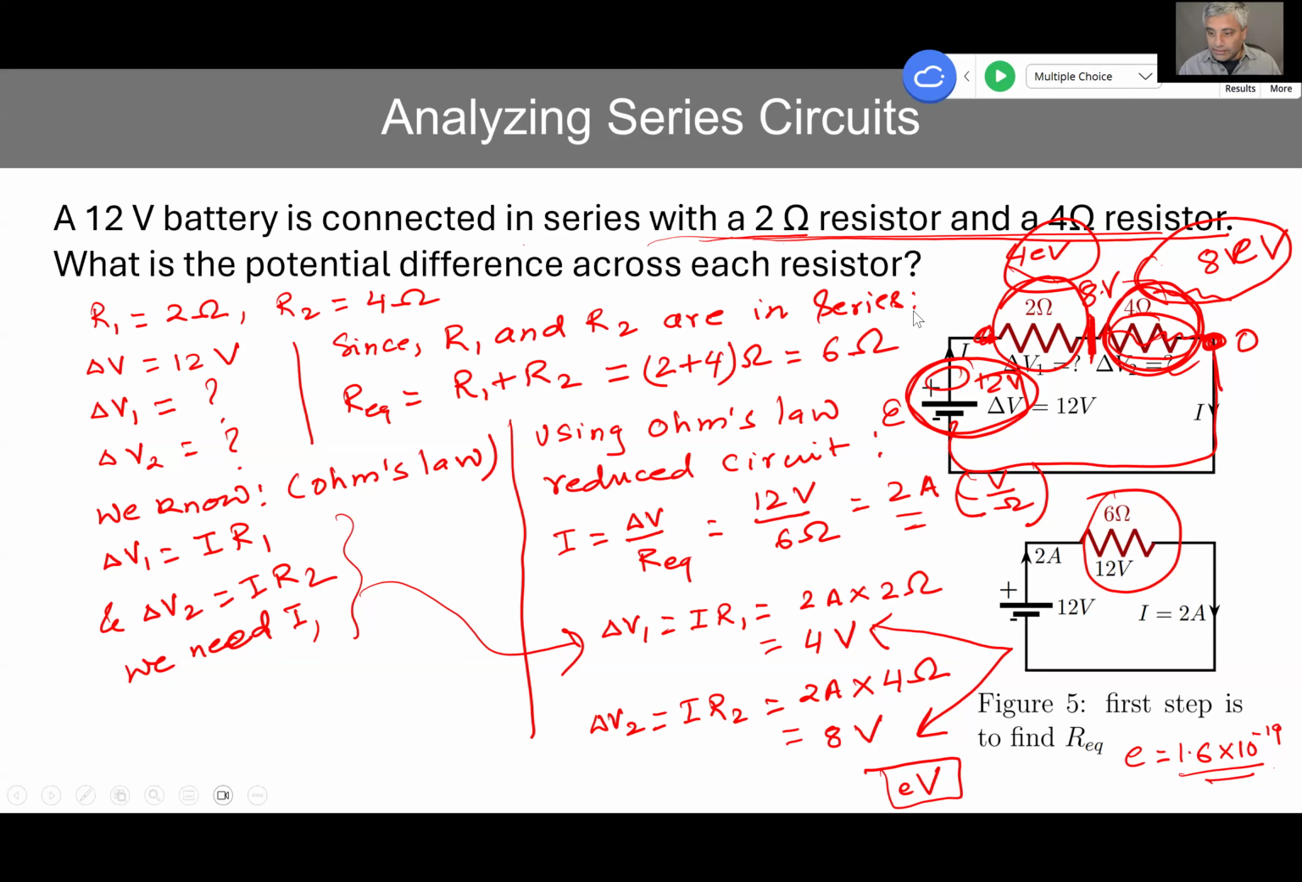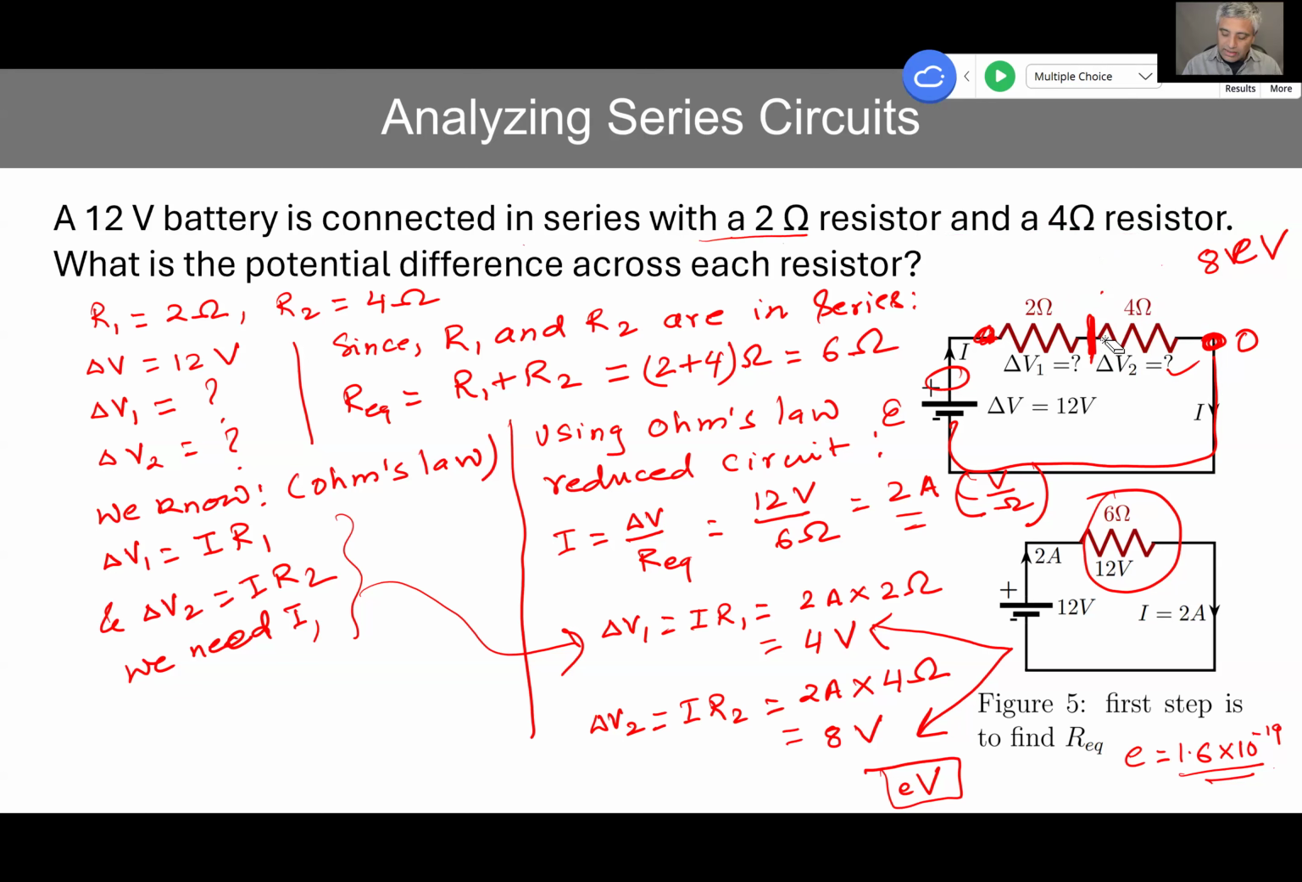Even in the conventional sense, the electron or proton have the same value of the charge, so the value of the energy is going to be the same. That's how we analyze a circuit that has resistance in series. We need to go step by step, so multiple steps.